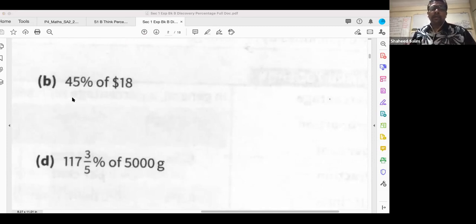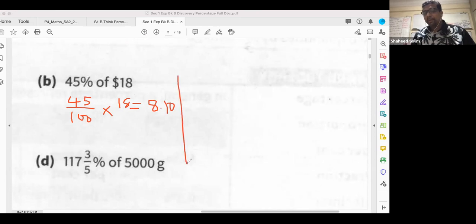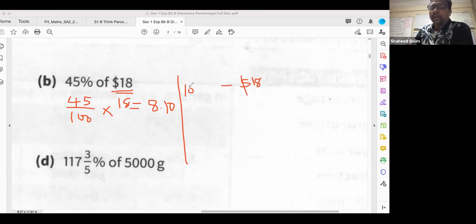Normally, you know, this one is 45 over 100 times 18. Very simple. You get $8.10. Now I'm going to show you using the method I taught you. Just remember the special ratio. This $18 is the amount of money. It is equal to 100%. Now, what do you want to find out? You want to find out 45%.